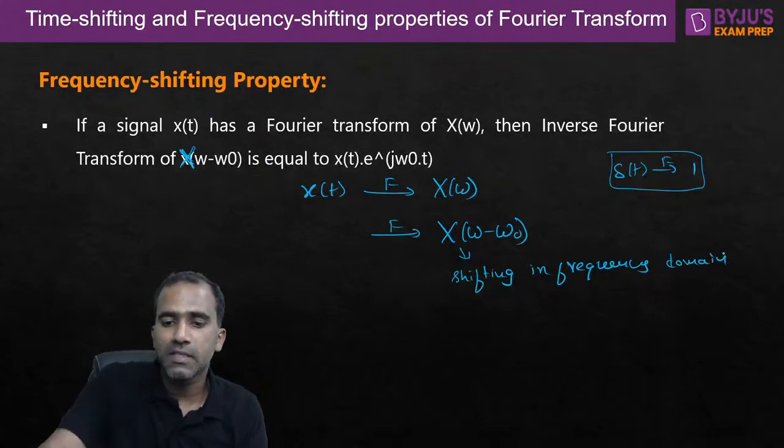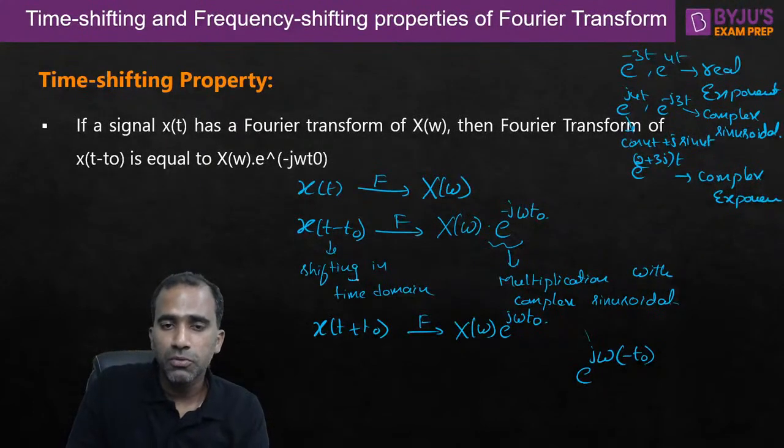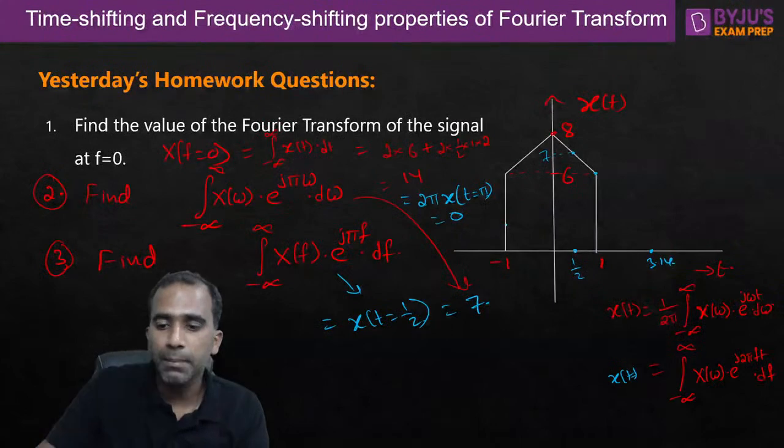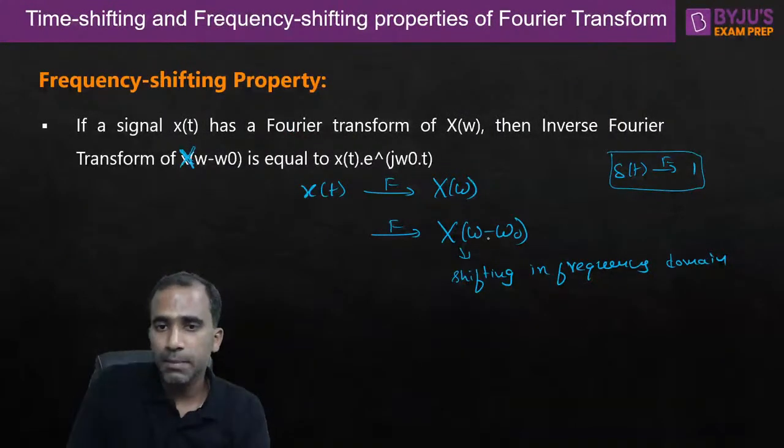So earlier we have discussed shifting in time domain. If you do that, what happens in frequency domain? The Fourier transform is getting multiplied with a complex sinusoid. Similar thing will happen here also. Shifting is happening in frequency domain.